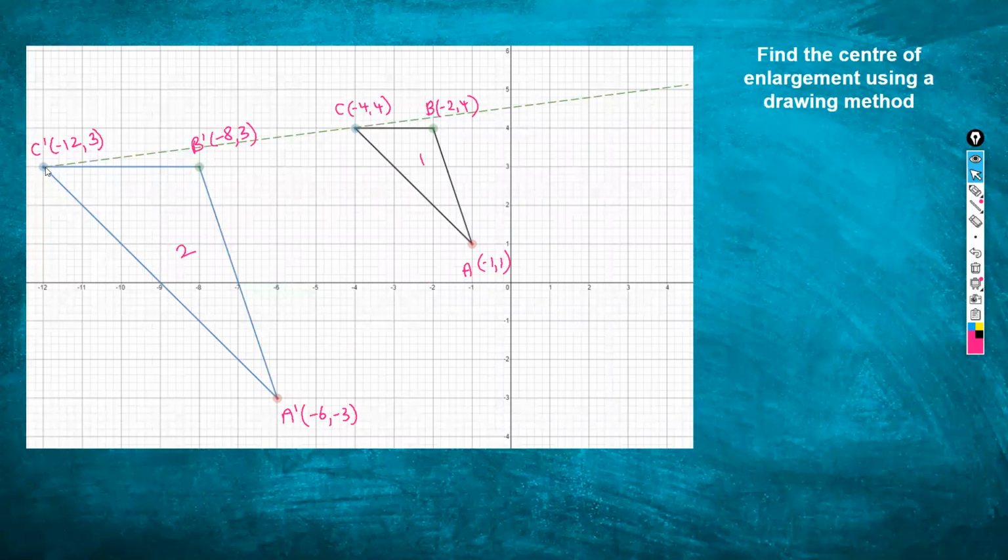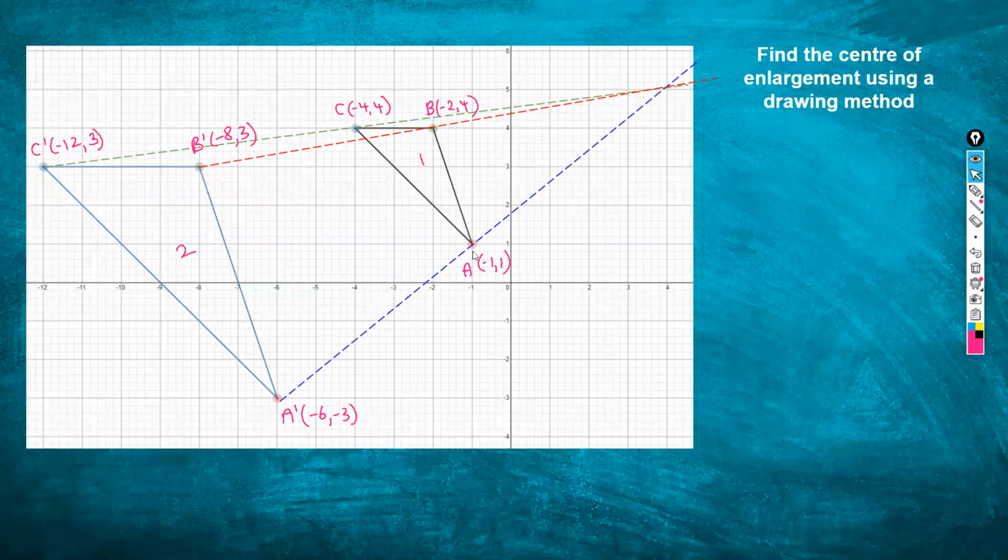See, I connected C dash to C, and I went all the way back. Then I'm going to do it for B. I connect B dash to B, and I go all the way back. And then I do the same thing for the A's.